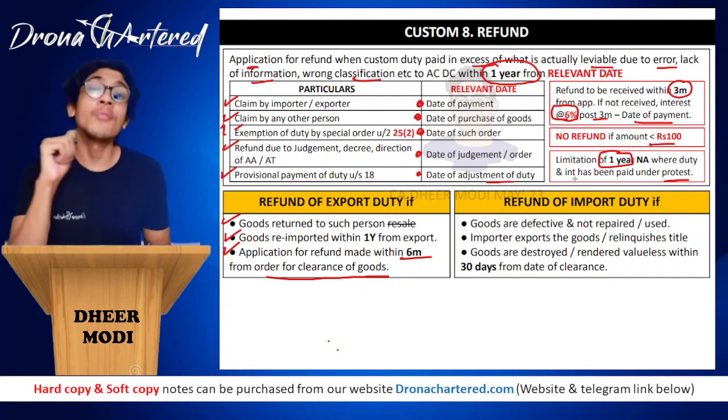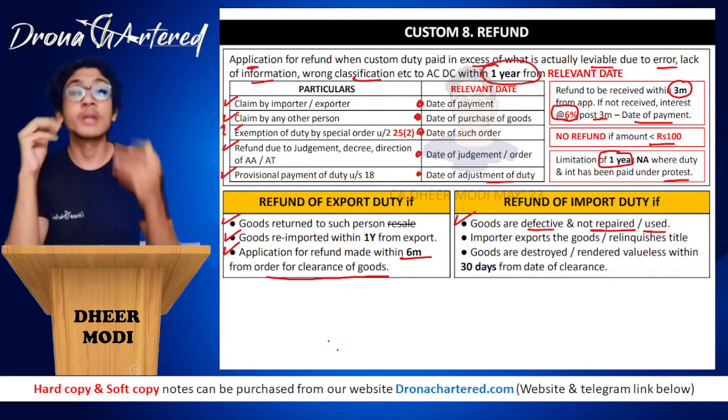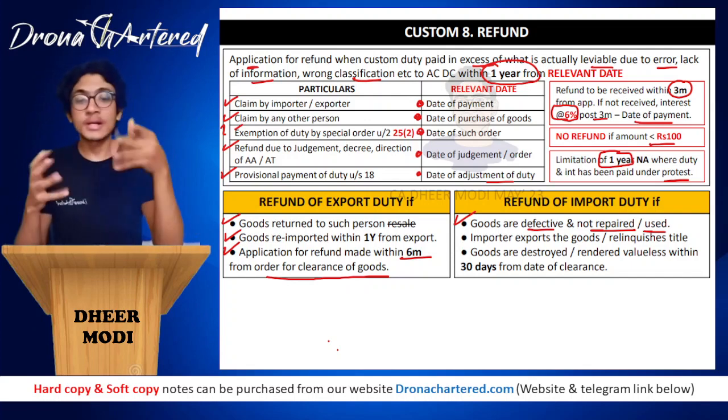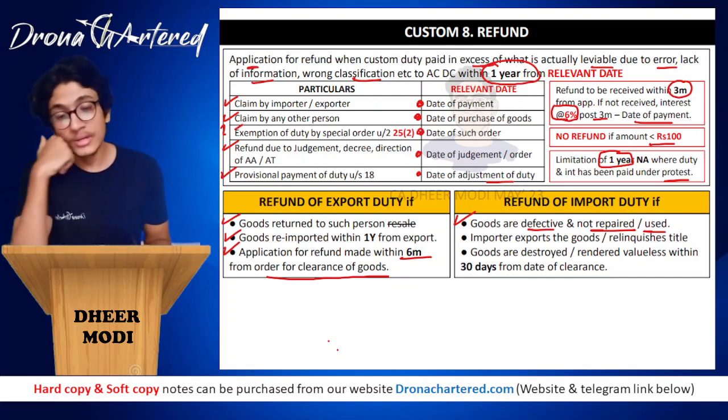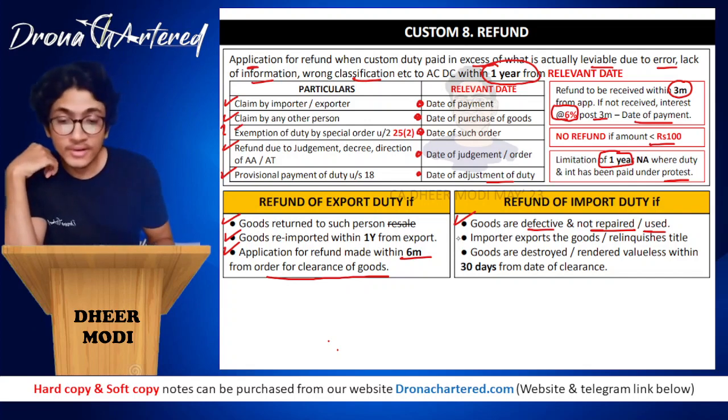Next is refund of import duty. You will get a refund of import duty when goods are defective, not repaired or used. That means you imported some goods, you paid the duty, and then when you opened the container, you found out that, oh my god, these goods are defective, these are useless to me. So in such a case, your import duty will be refunded to you.